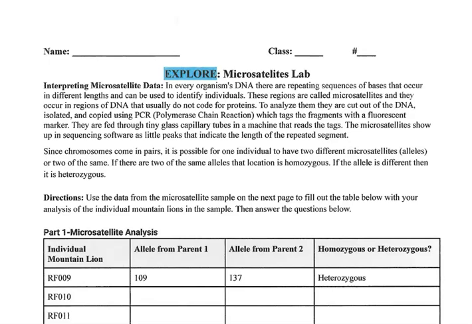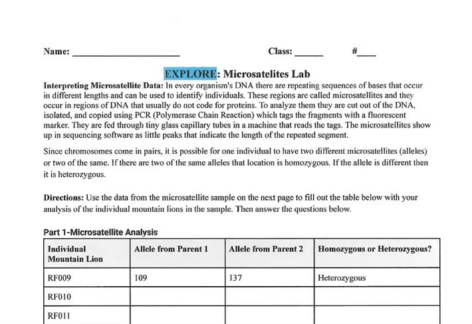They are cut out of the DNA, isolated, and then copied using polymerase chain reaction. Polymerase chain reaction is a process where if you only have a small amount of DNA, you can make copies of it. It's kind of like making photocopies of it. This is very useful in crime scenes when there's very little forensic evidence. They can take a small piece of forensic DNA and make copies of it.